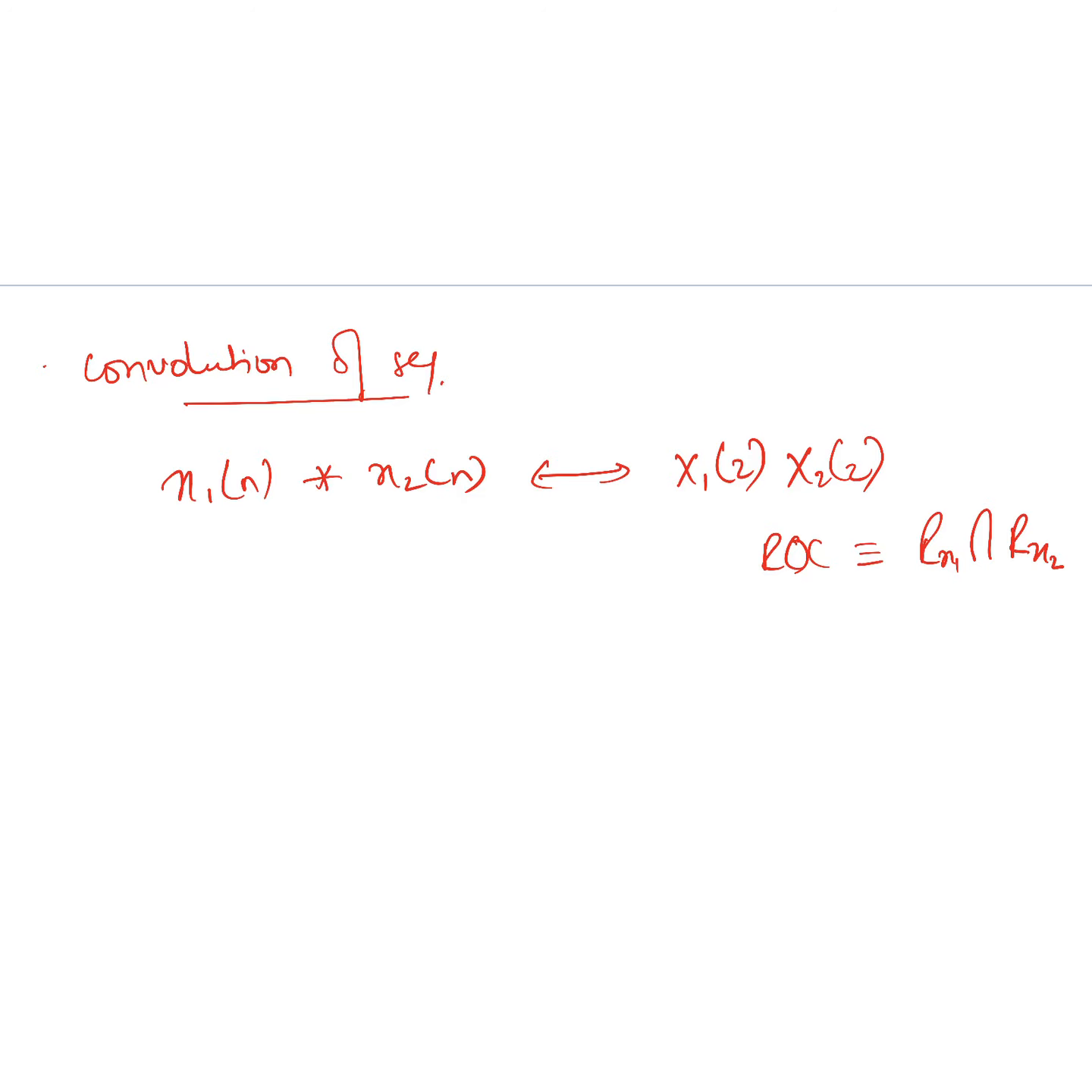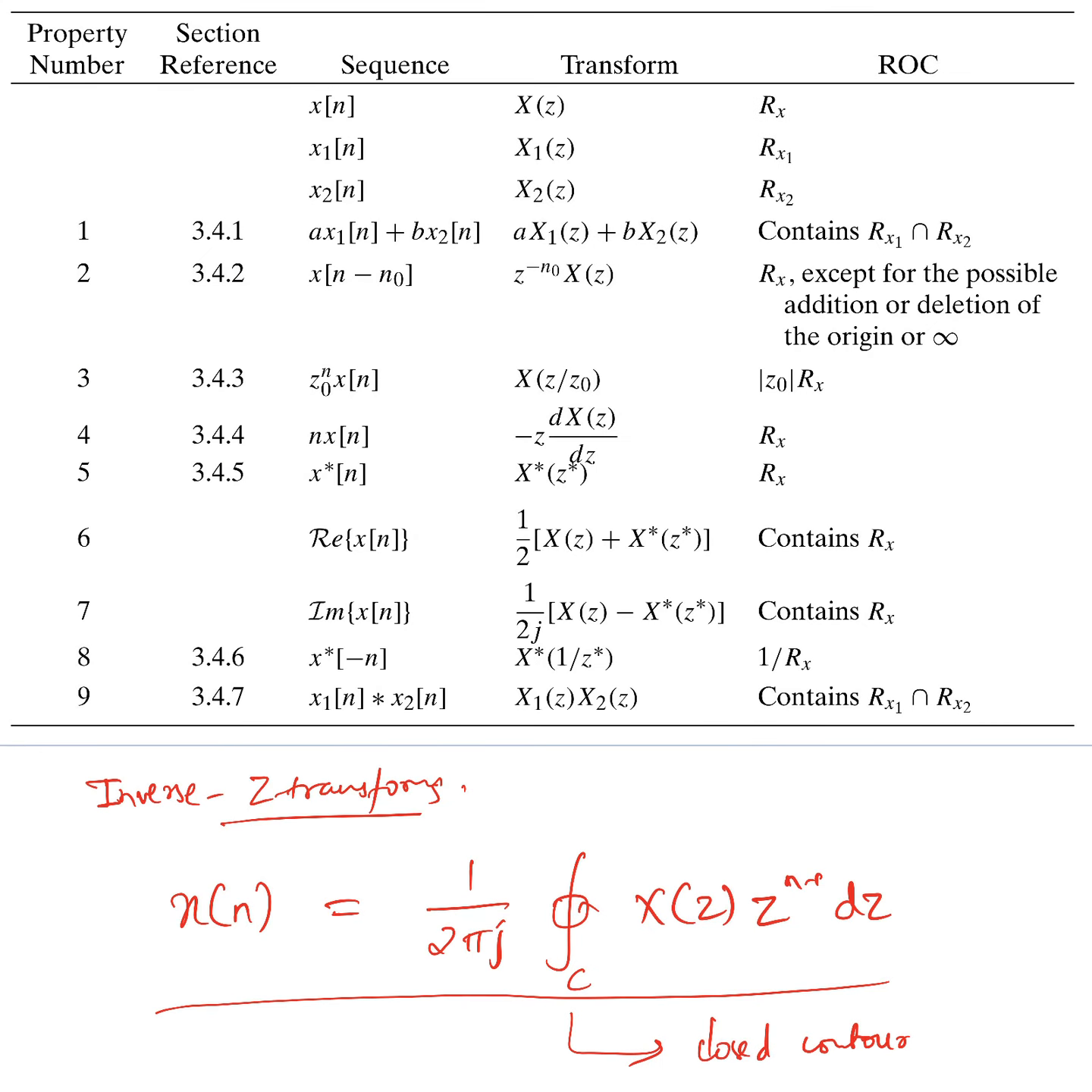Okay, so we can see quickly all the properties which are tabulated here. This table I have borrowed from the book Oppenheim, Discrete Time Signal Processing. Here you can see that if the sequence x[n] has its transform as X(z) and ROC as Rx1, then the linear combination, which is the linearity, contains this Rx1 intersection with Rx2.